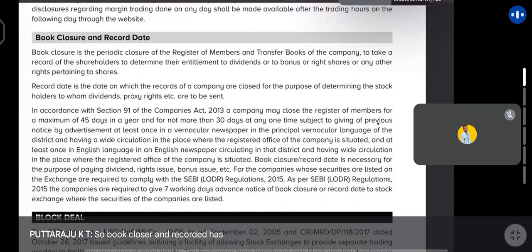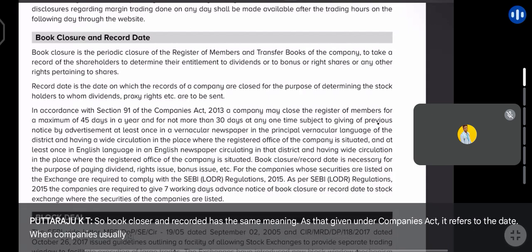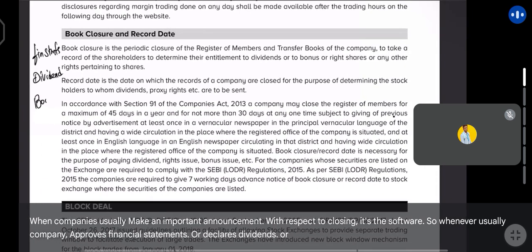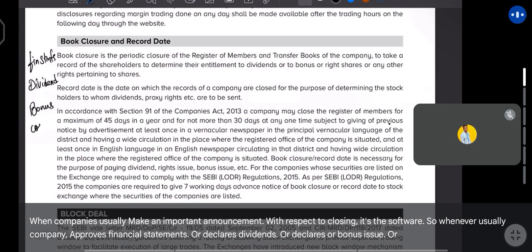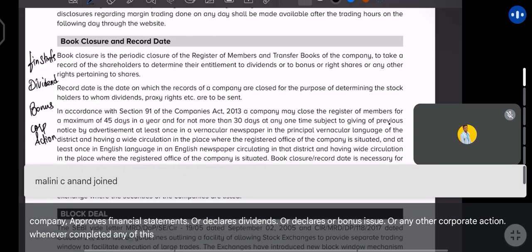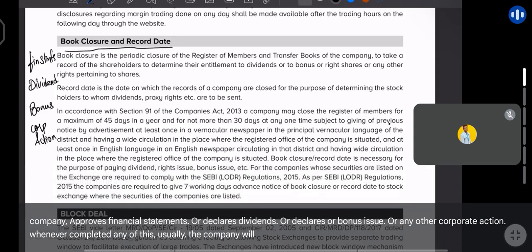Record date has the same meaning as that given under Companies Act. It refers to the date when companies usually make an important announcement with respect to closing its register of members. So whenever a company approves financial statements, declares a dividend or a bonus issue, or any other corporate action, the company will announce to the stock exchange that it is doing a book closure and record date.